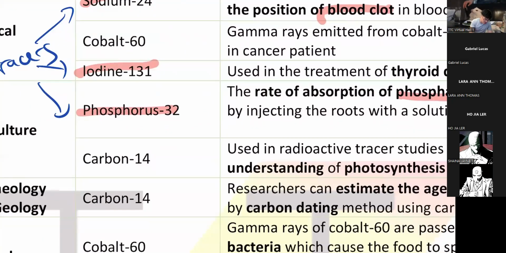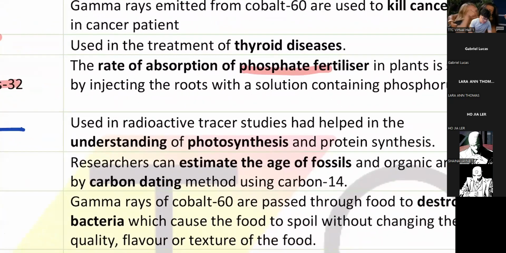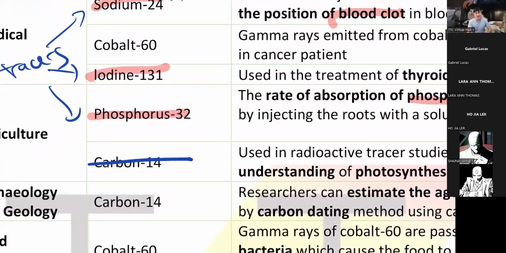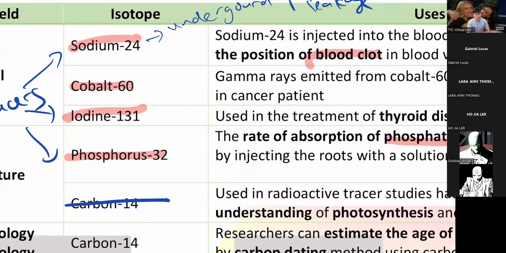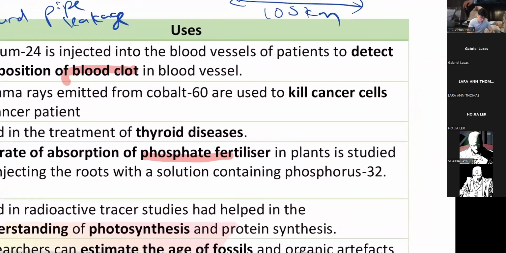So this carbon 14 you can ignore. Okay, carbon 14 is another tracer, but mostly this is not coming in exam. Right, next, cobalt 60. Okay, if you see here, cobalt 60 has 2 here. So what is the function of cobalt 60? Cobalt 60 is very good in producing gamma ray. You actually learned this last year. Gamma ray is one of the most dangerous radiation in the world. What is it for? It is used to kill things. Okay, it is used to kill things. So cobalt 60 in medicine, it is used to kill cancer cell.